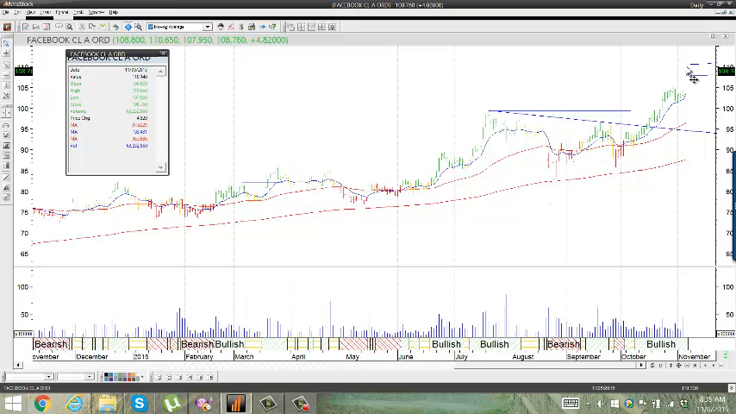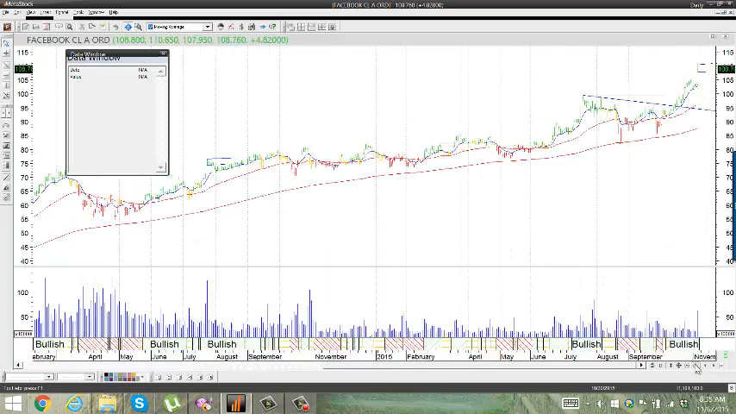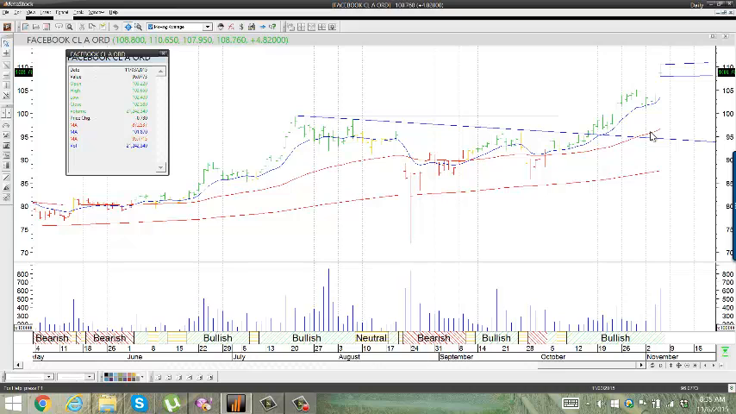And then I look to add to the position. If it does certain things, I make add-on buys. When it gaps up, I'm at an all-time high here now. I'm going to add 10% to my position and see what happens.